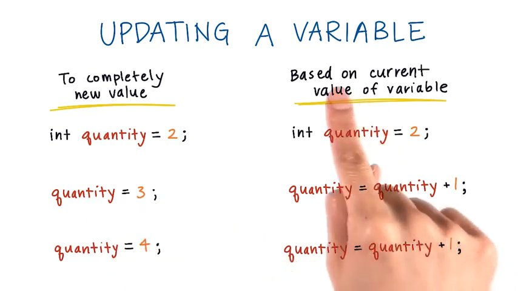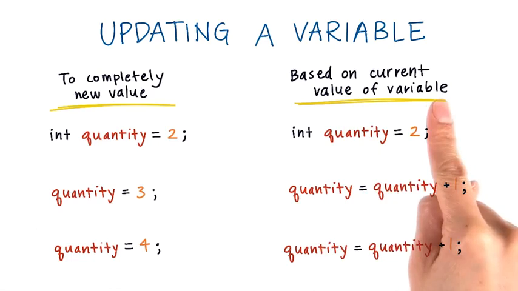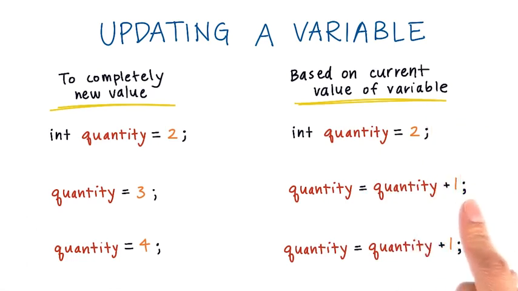Instead, if we update quantity based on the current value of that variable, and we increment it in a predictable way, then the computer will be able to do this every single time that the plus button is pressed. This approach will work a lot better for our coffee ordering app. Each time we hit the plus button, we can just increase the existing quantity value by 1.